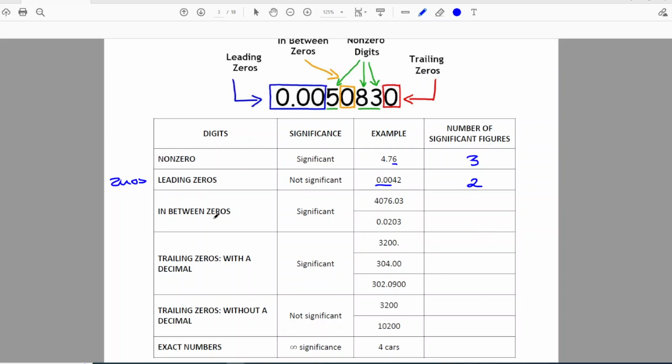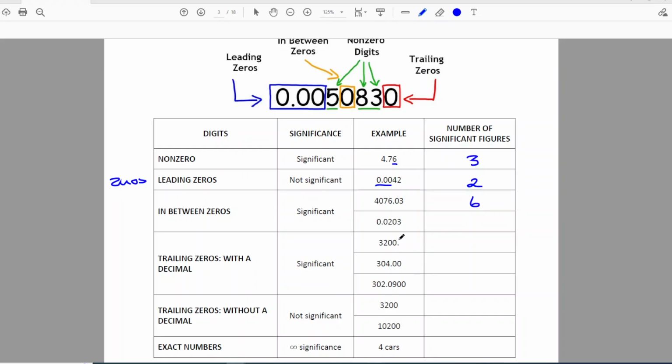In between zeros are zeros that are captured. They're within the number, and they are always significant. I mean, you can't write 4076 without that 0 in there, so we just count them. So we'd have 1, 2, 3, 4, 5, 6 significant figures, counting the in-between zeros as well as the non-zero digits. What did I say? 6.